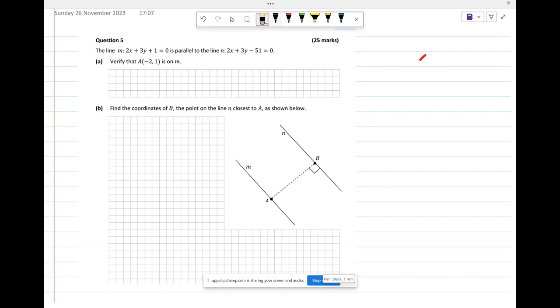It's not the be all and end all. Formulas aren't necessary for any type of question. You can always figure it out. But yeah, let's jump right in.